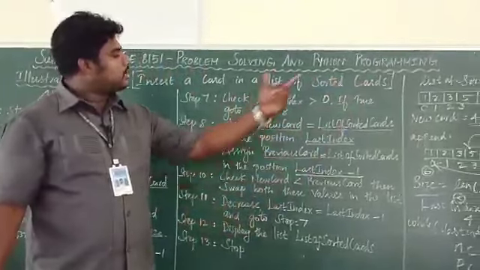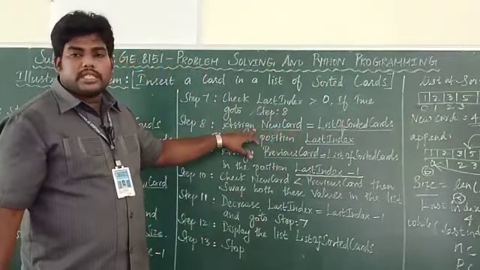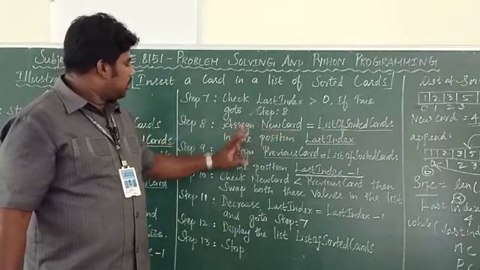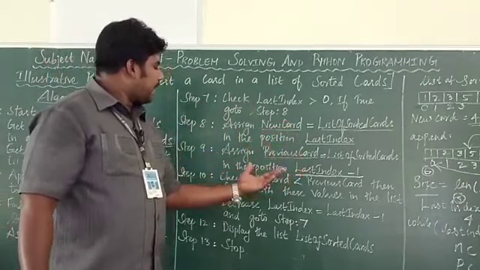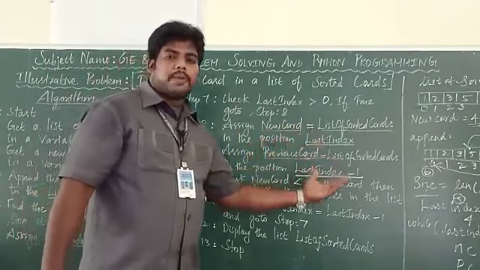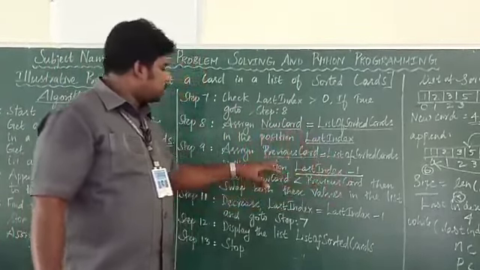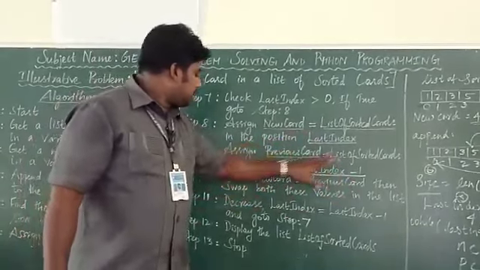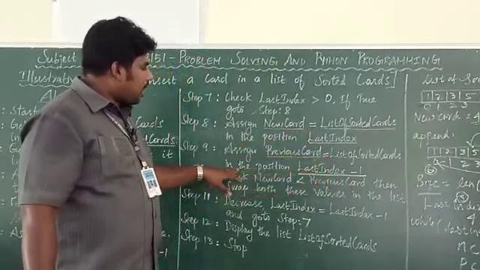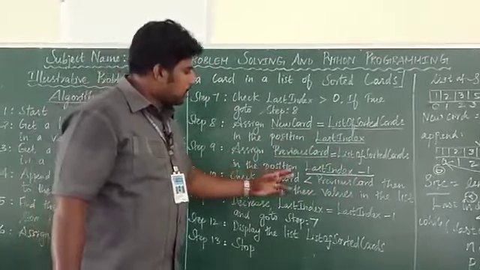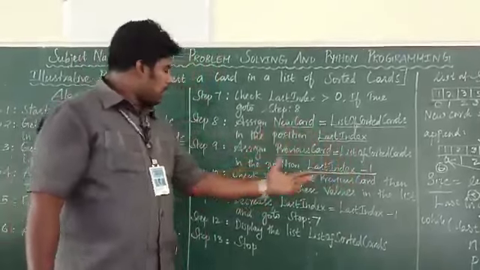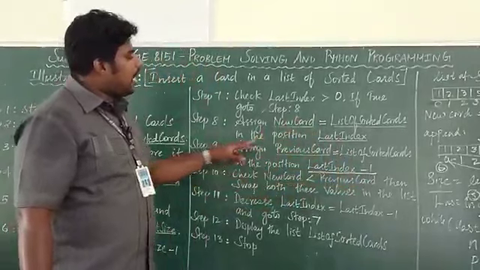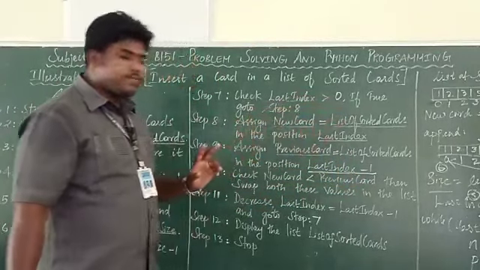So the element which is present in the last position is the new card. That is 4. Then assign previous card. What is previous card? The element which is present next to the last card. So previous card equals list of sorted cards at the position last index minus 1. So the value before the last is the previous card, and the last value is the new card.